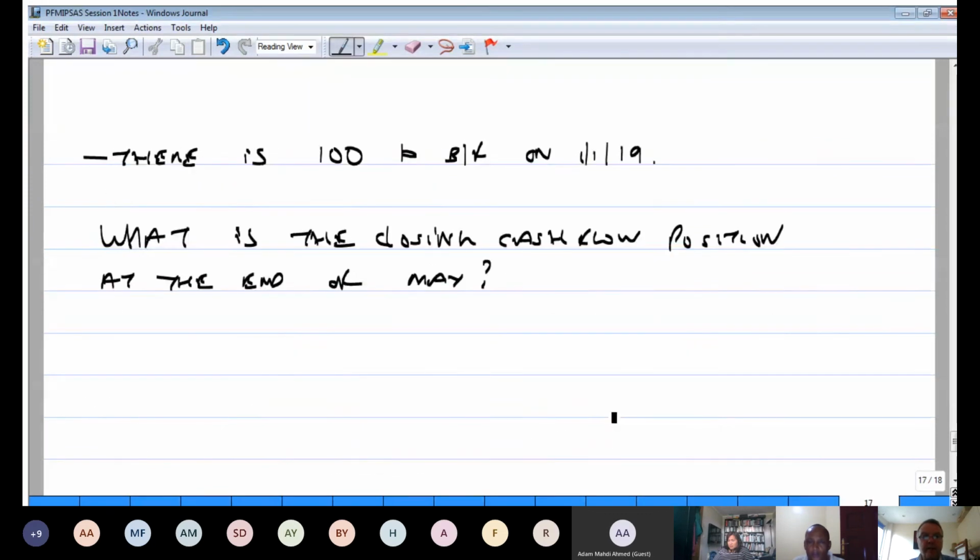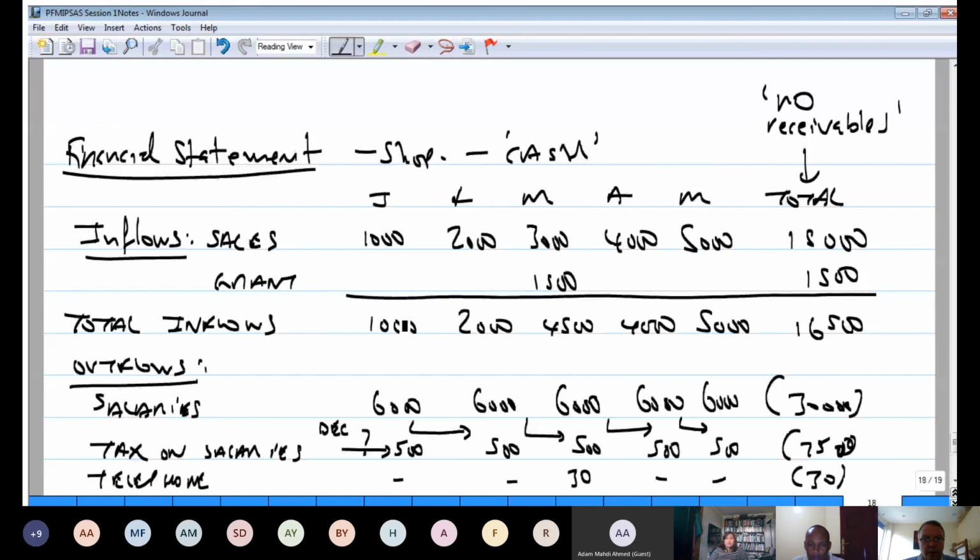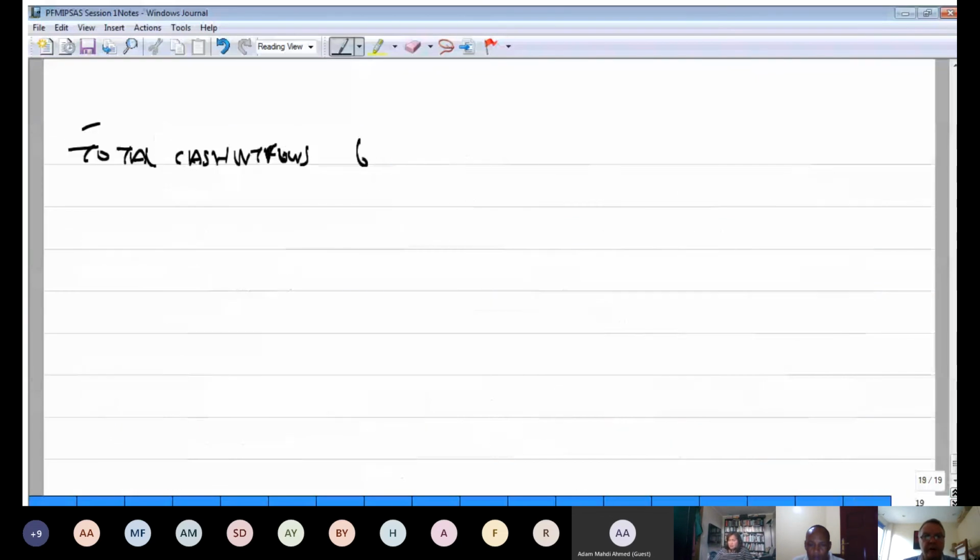And then it says there's £100 to bring forward on the 1st of the month. So what is the closing cash flow position at the end of May? What we're now going to do is add total cash outflows for each month. Remember, there's the inflows. So the outflows for January are 6,005.